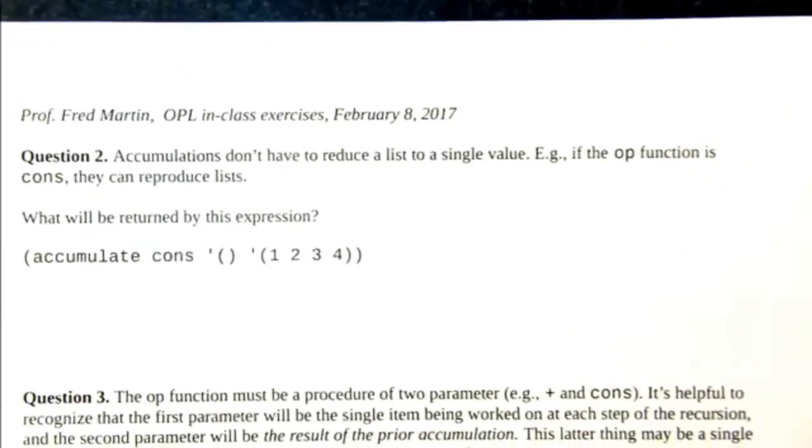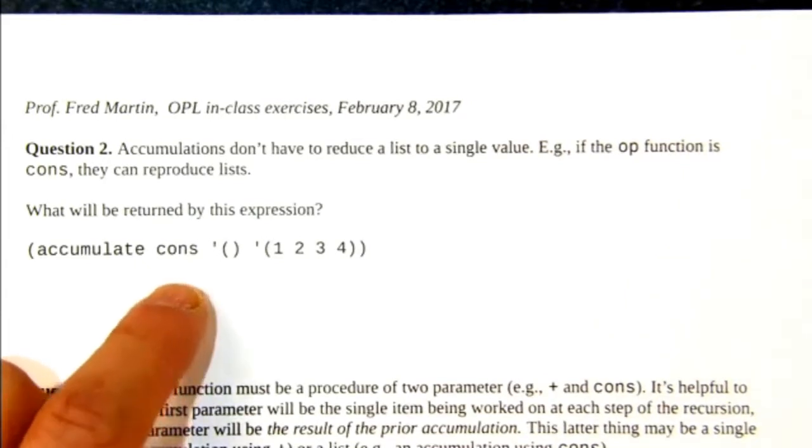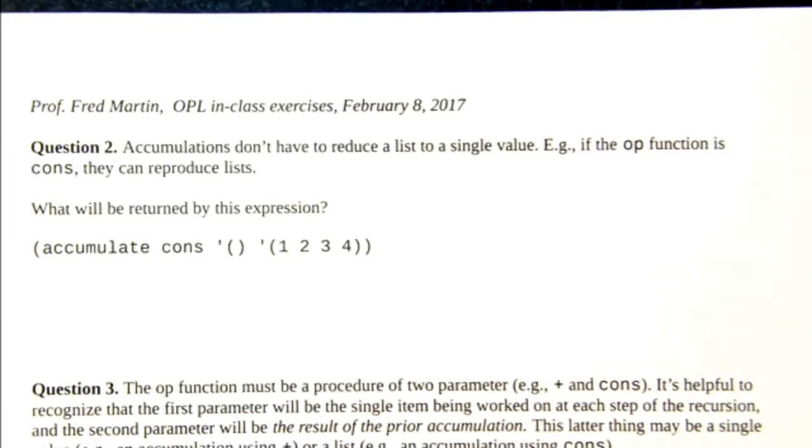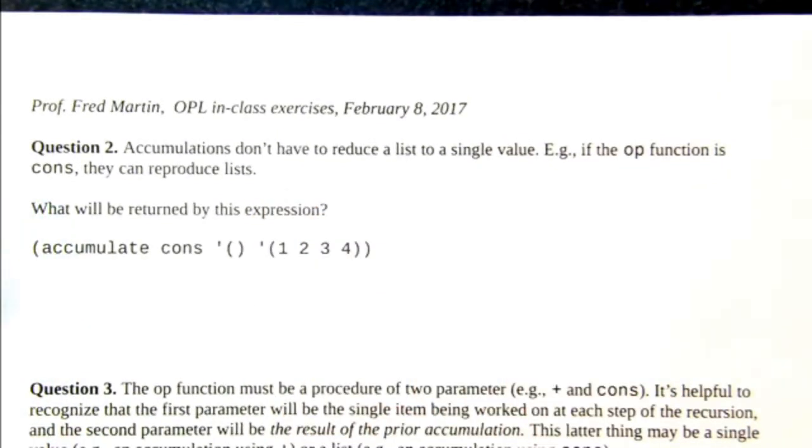So let's do question two, where we have a different folding function. We're using cons. And before you get started, I want to point out, like we talked earlier, I think Chris might have been the one who raised this, that another synonym for fold and accumulate is reduce.